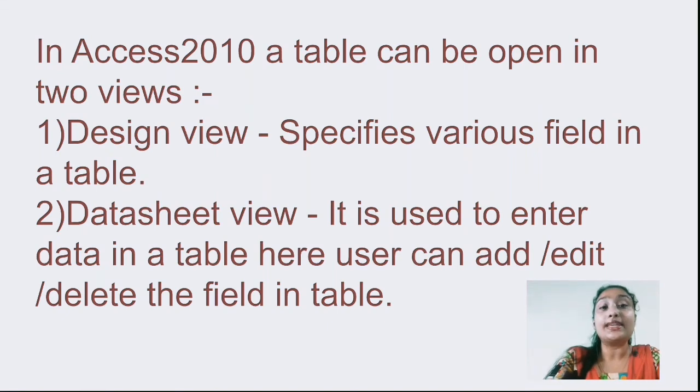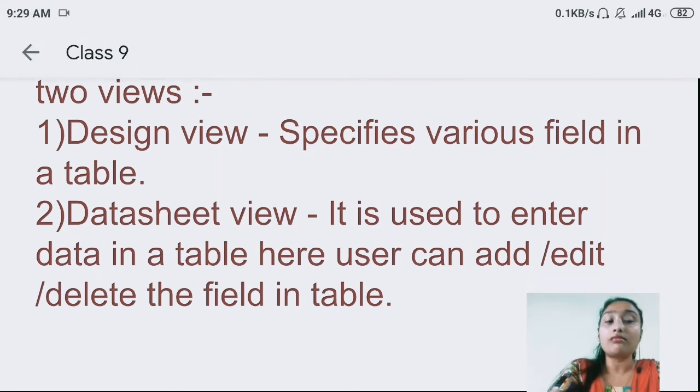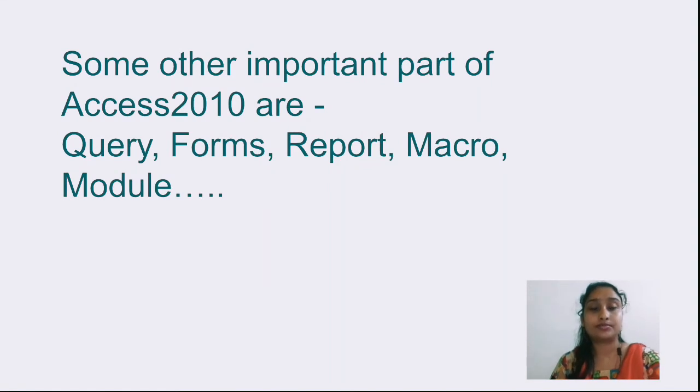Next, in MS Access 2010, a table can be opened in two ways. The first one is design view, which specifies various fields in the table, and another one is datasheet view. It is used to enter data in a table, and here we can add, remove, or add whatever we want with the information. Some other important parts of MS Access 2010 are report, query, form, macro and module.